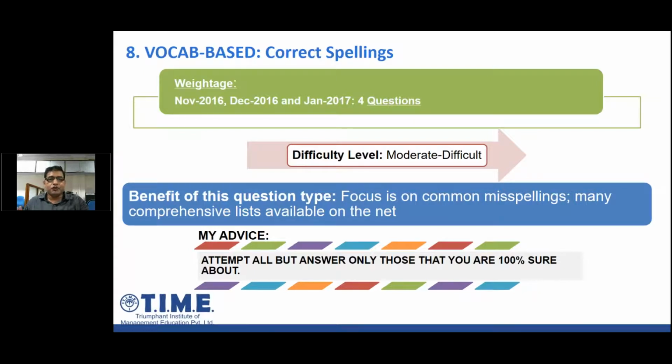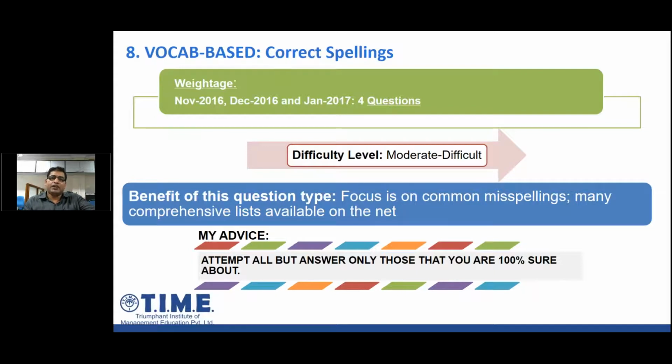Otherwise, leave it. If you do this, which means on an average you should be giving it 10 seconds, which means 30 questions, 10 into 30 is 300 seconds. 300 seconds is like 5 minutes. So you should give 5 minutes only for these 30 questions, maybe 6 minutes, but not more than that. Otherwise, where will you get extra time for RCs? Where will you get extra time for close test? Where will you get extra time for para-jumbles, for instance?